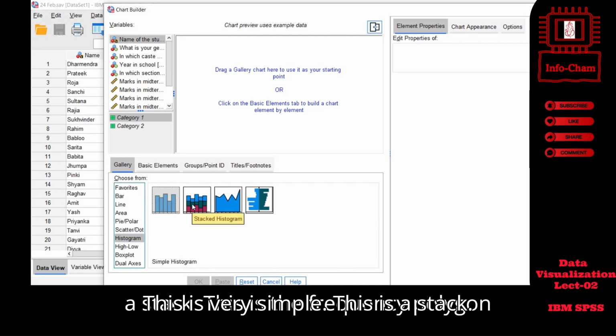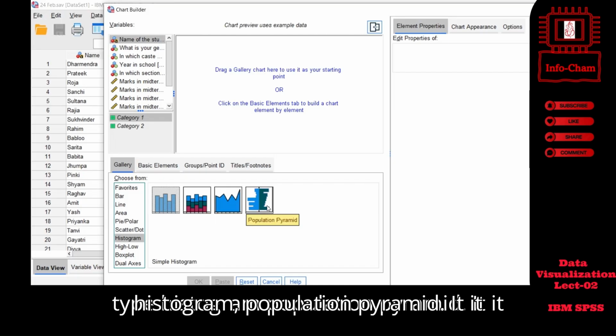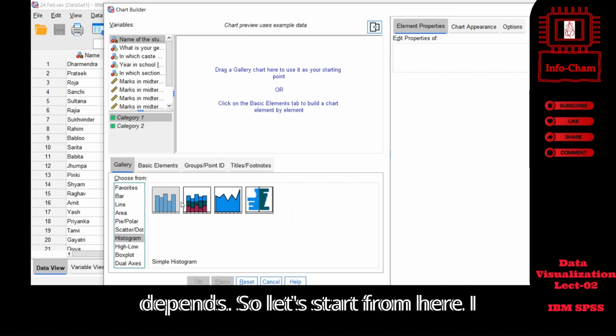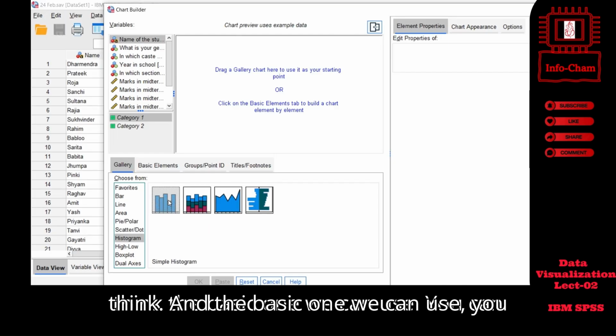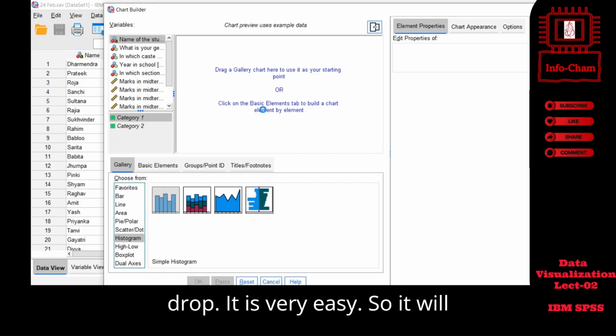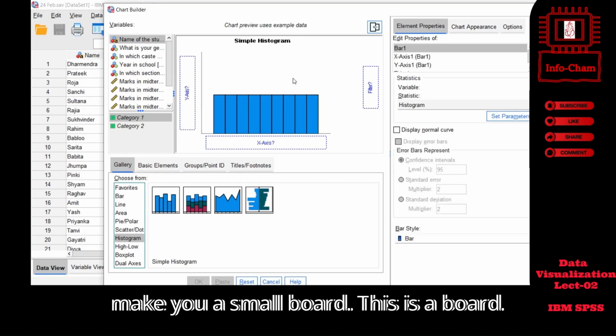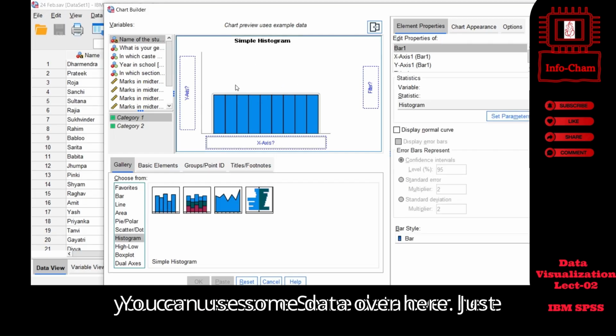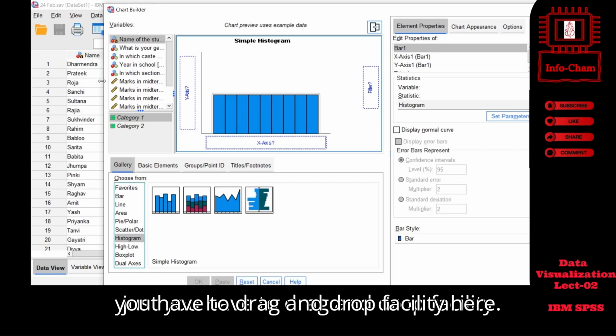This is a stack. This is the frequency polygon type histogram, population pyramid. It depends. So let's start from here. I think the basic one we can use. You can double click on it. You can drag and drop. It is very easy. It will make you a small board. You can use some data over here, just by drag and drop.